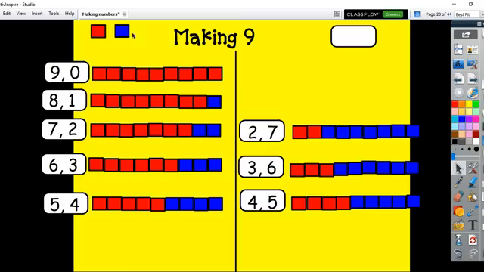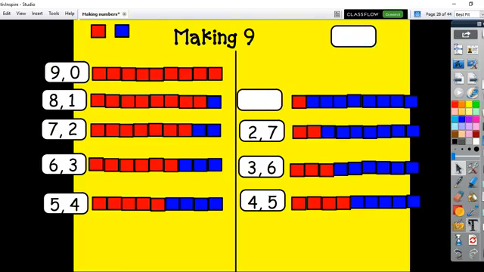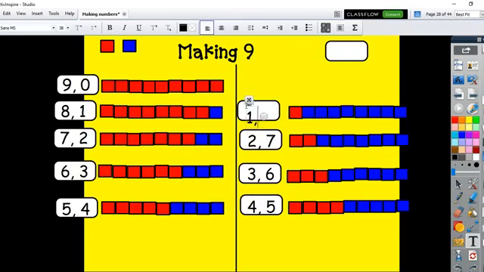So now I'm going to have 8 blue, 8 blue, 8 blue, just like that. I'm going to keep bringing them down. So that's 3, 4, 5, 6, 7, 8. And I know I only need one more to get to 9, so I'm going to do 1 red. So this time I have 1 and 8, which will make 9.